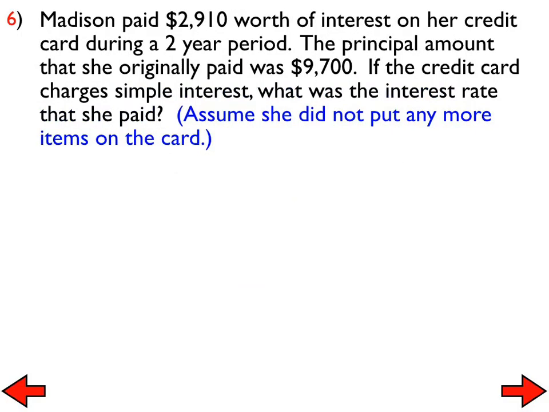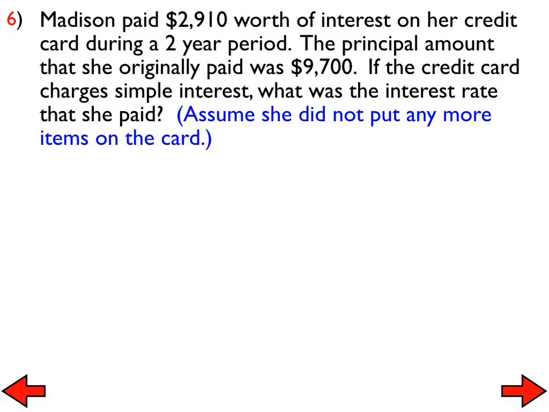Okay? Madison paid $2,910 worth of interest on her credit card during a 2-year period. This means that she has a credit card and she's using it to spend on stuff, but she hasn't paid her credit card bill yet. When you're paying something with credit, you're paying with imaginary money. You don't have that money, you're paying based on credit. The company is trusting that you will pay them later. Okay? So she paid $2,910 worth of interest, which is how much it costs for her to use that imaginary money until she pays it off.